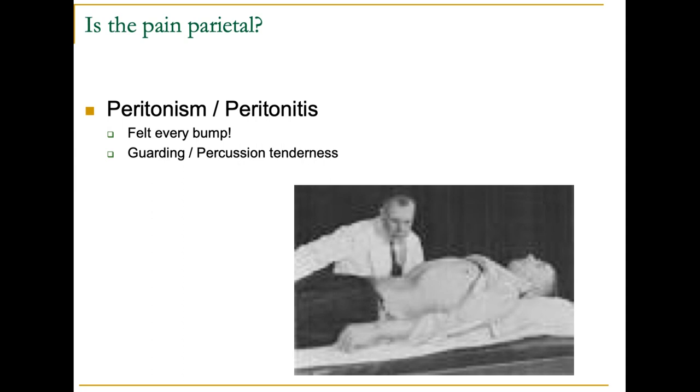and percussion tenderness. This is really important, again, to differentiate, because you need to know whether this is local, i.e. a localized process, or whether it's general, because obviously generalized tenderness, rebound, and guarding is indicative of peritonitis, which is a serious condition.